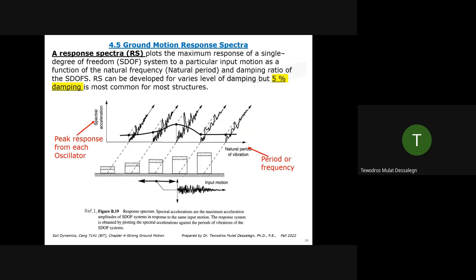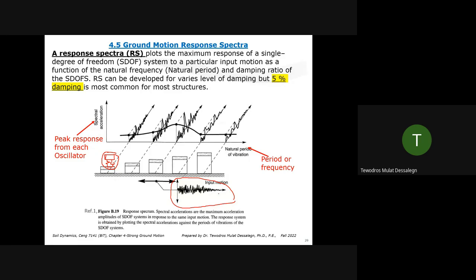So that ground motion response spectra, what it is, let's say you have a time history. If you have a time history, and let's say you have a 1 degree of freedom system with a spring and damper. And we know this because this is a single degree of freedom system. We know the fundamental period. We know the fundamental frequency, square root of k by m.